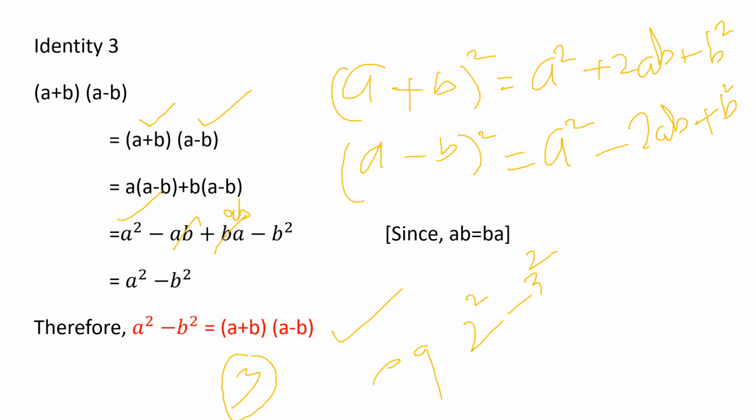Is it clear, children? Algebraic expressions and identities are the topics which we have included in chapter 9. You have these headings in chapter 9. So now you know about identities and algebraic expressions. Okay, children, just go through the notes and see the problems.